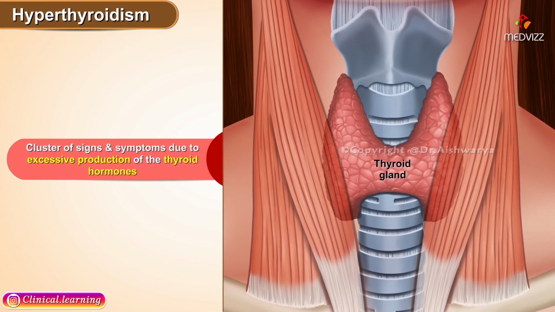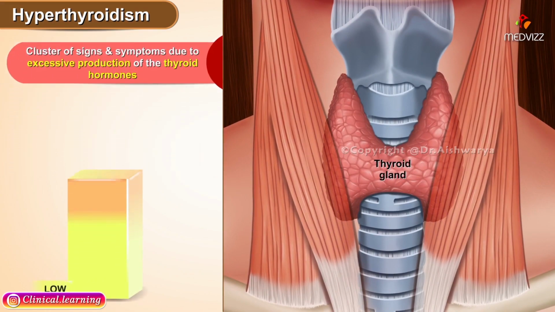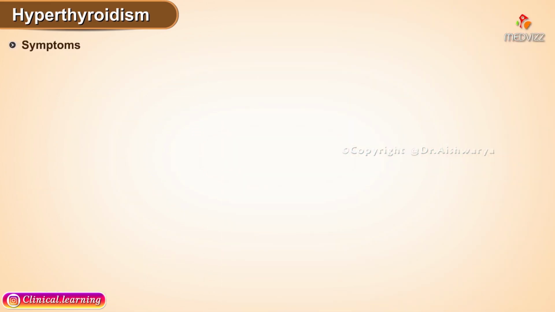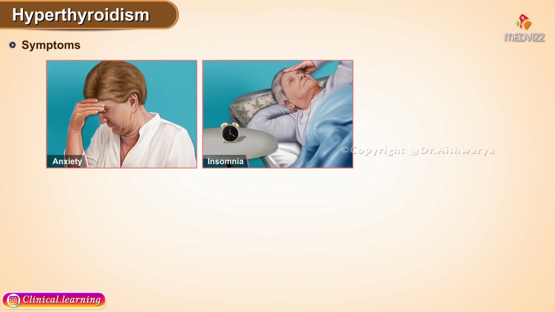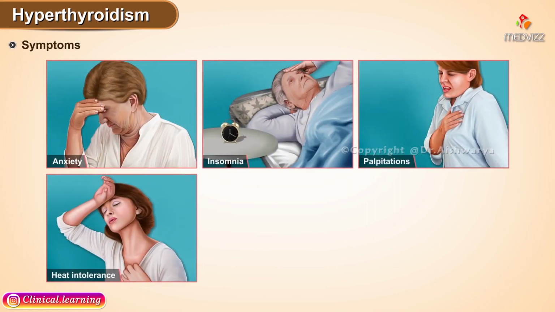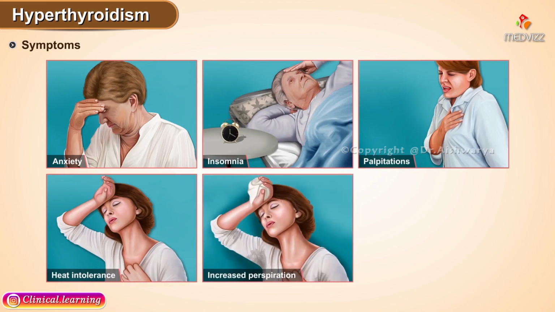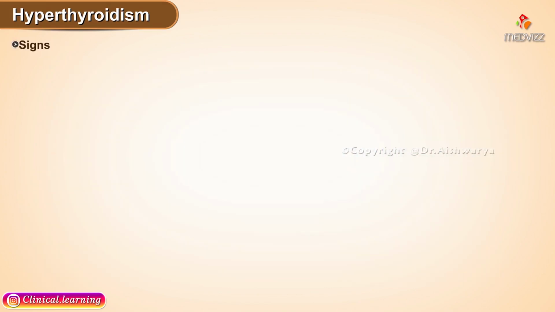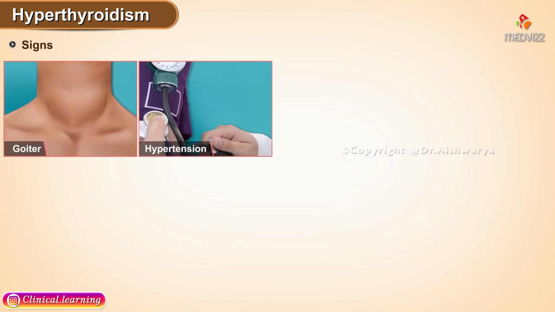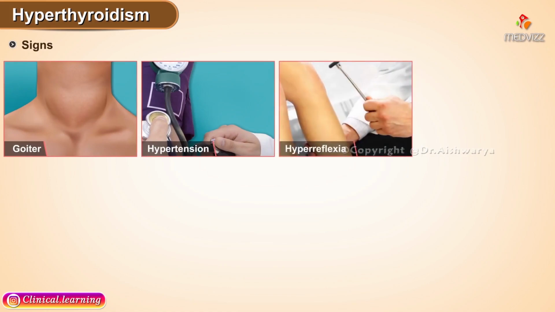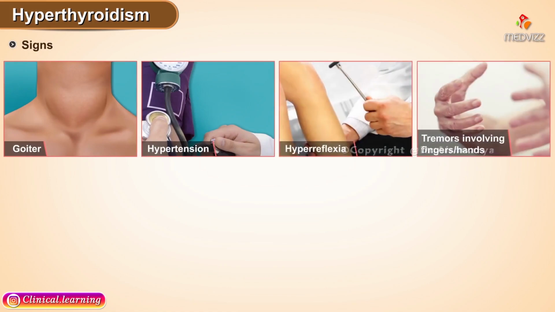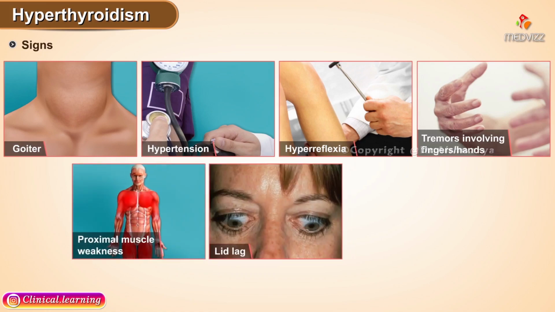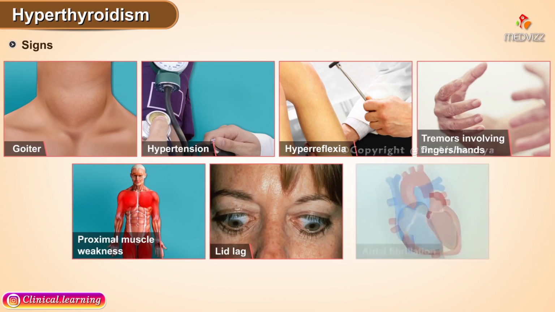Hyperthyroidism is a cluster of signs and symptoms due to excessive production of thyroid hormones. Patients present with symptoms like anxiety and insomnia, palpitations, heat intolerance, increased perspiration, weight loss without decreased appetite, and signs like goiter, hypertension, hyperreflexia, and tremors involving the hands and fingers, proximal muscle weakness, lid lag, and in some cases, atrial fibrillation.